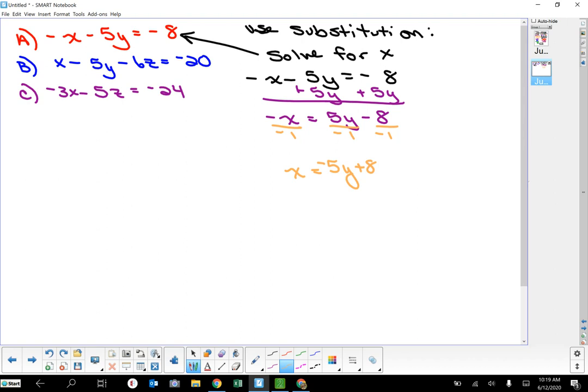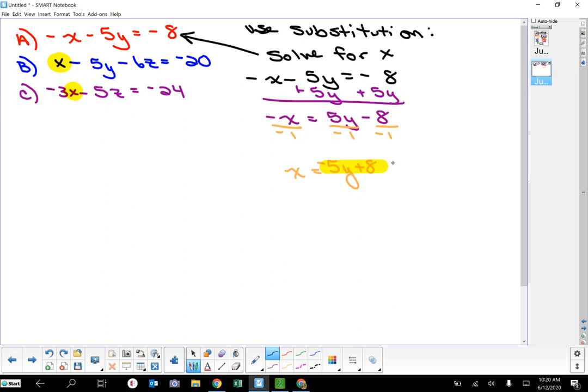And then what I'm going to do is, let's use a highlighter, I'm going to take negative 5y plus 8 and put it anywhere there's an x in the equation I didn't just use. So I'm going to put that right here, and I'm also going to put it right here. And what that will do is leave me just y's and z's in both equations, giving me eventually D and E. So you want to use your other equations at this point.